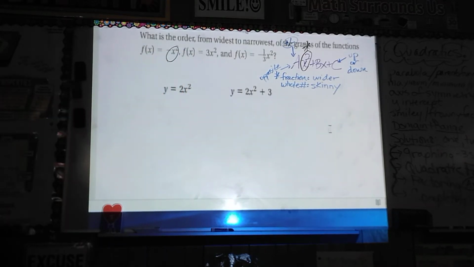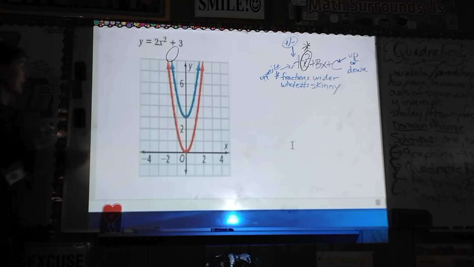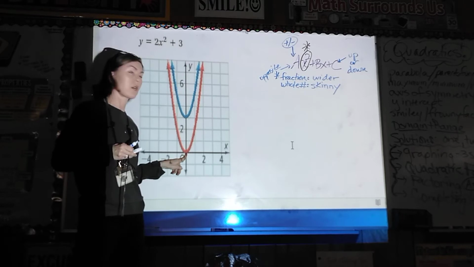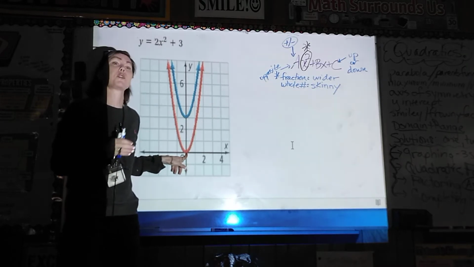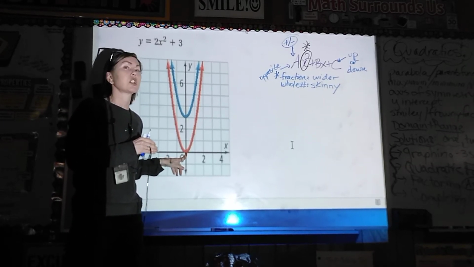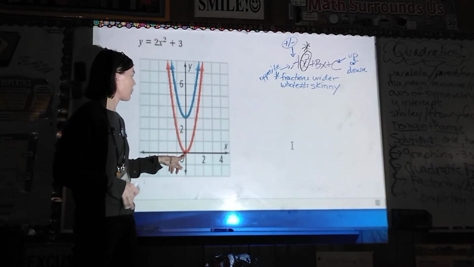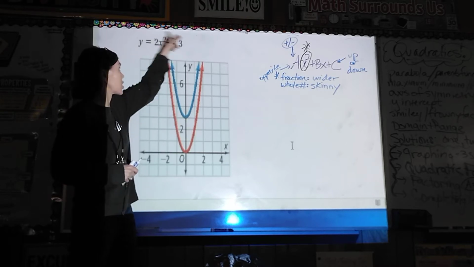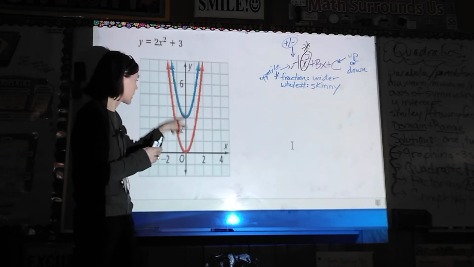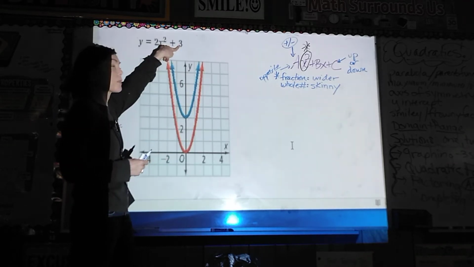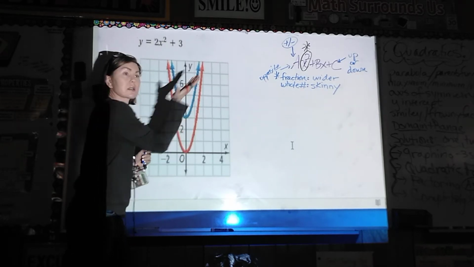Okay, so let's take a look at it here. There it is. Okay, so here's our parent function, you guys. Again, nothing to write, but we're looking and listening. But if you want to draw this in your notes somehow using 2 different colored markers, that's fine. Here's our parent function, and here's the transformation that took place. So the 2, the A value, made it skinnier. Well, obviously the blue is skinnier, right? And then the positive 3 moved the parent function up 1, 2, 3 spaces.